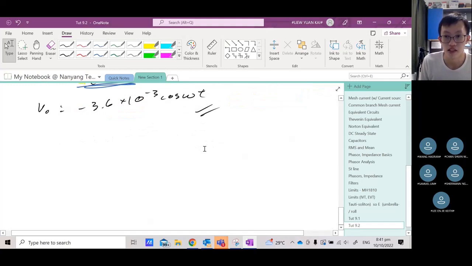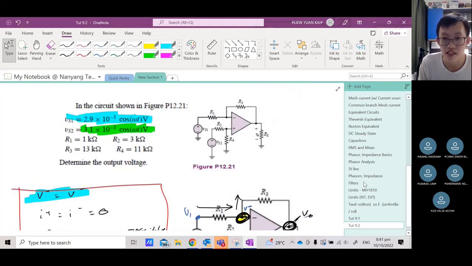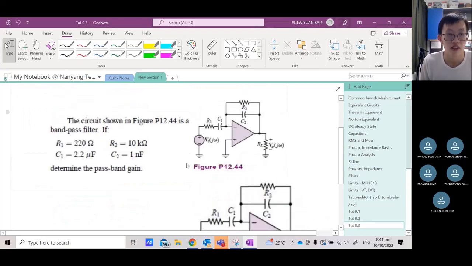Okay, so let us continue. I think that's all, right? They only asked us for the output voltage. Yes. Okay, so I'm going to go to question 9.3.